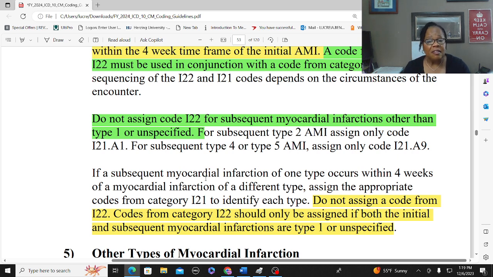I21.A9. And if a subsequent myocardial infarction of one type occurs within 4 weeks of a myocardial infarction of a different type, then assign the appropriate codes from category I21 to identify each type, but do not assign a code from I22. Codes from category I22 should only be assigned if both the initial and subsequent myocardial infarction are type 1 or unspecified. So let me show you.